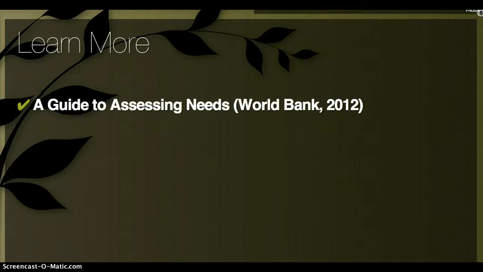If you'd like to learn more, we have a book called A Guide to Assessing Needs. It was published by the World Bank in 2012. And again, we talk about the hard and soft data versus the qualitative and quantitative data, as well as some other methods for looking at ways to collect data other than just surveys, interviews, and focus groups.